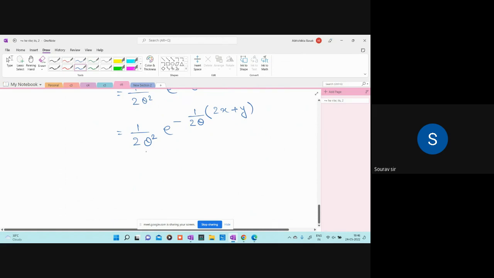So now the thing is that after this, why do we call it sufficient? If it can be written as some g of t comma theta and h of x curl, right? Here h of x curl is basically 1, and this g of t comma theta is basically my function, where my statistic t is 2x plus y. Yes, ma'am.